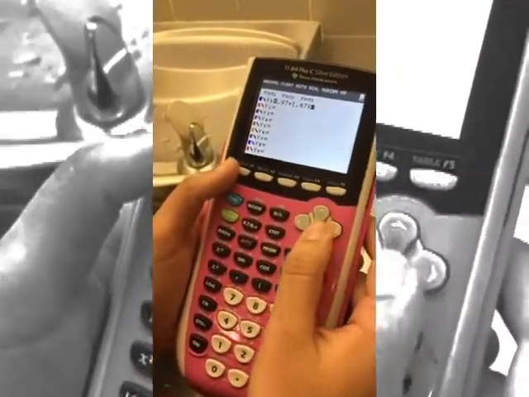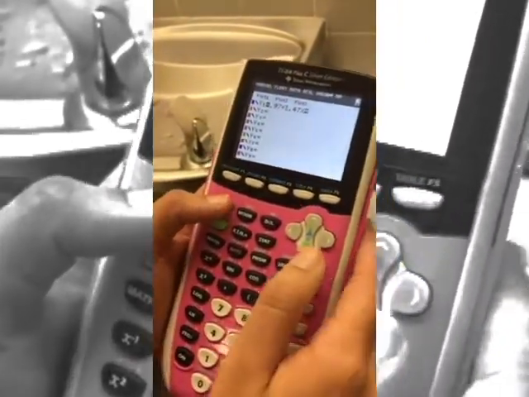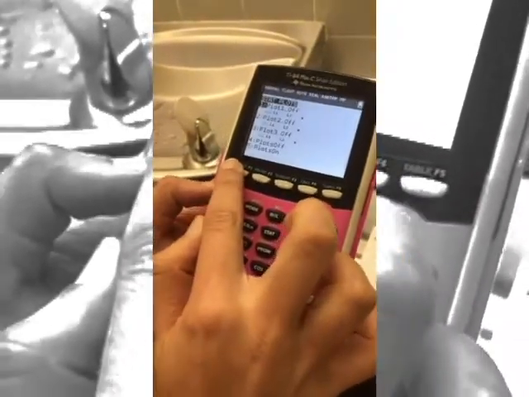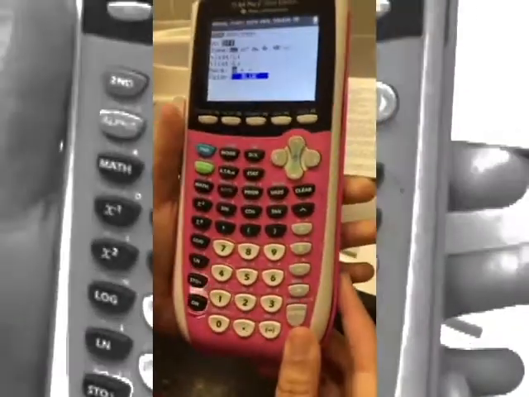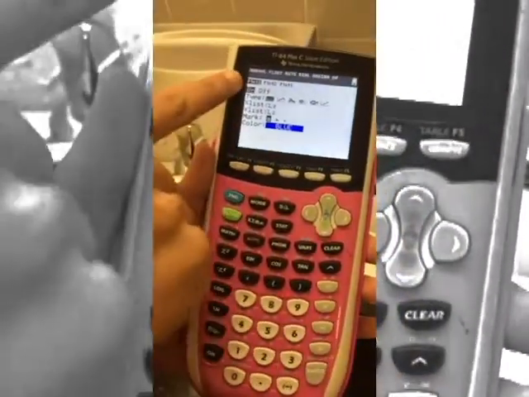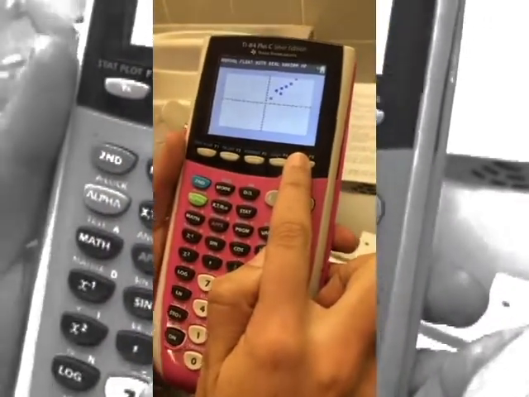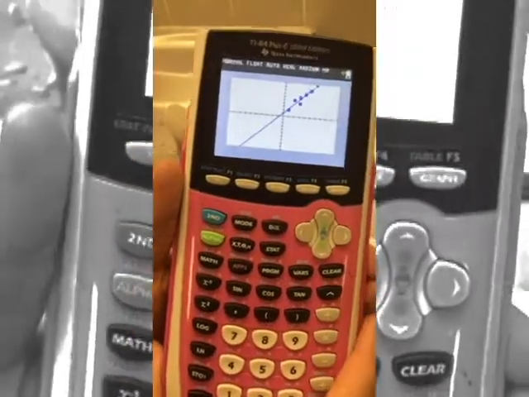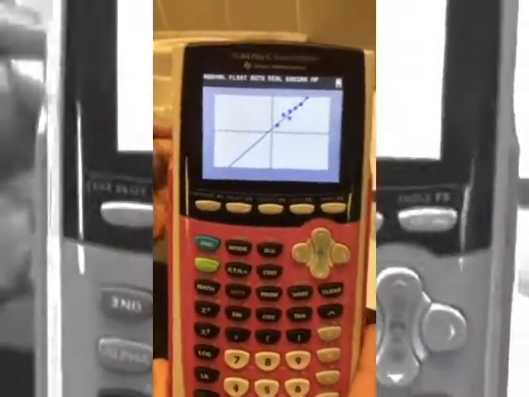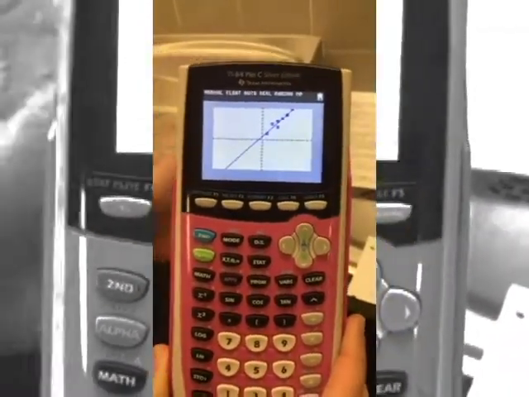Now you are going to press second, y equals, and hit enter, because you want to make sure that you can also see your data points. So you're going to hit enter so that plot 1 is on, and then you're going to go to graph, and you'll see that your data points and your line will both be graphed. And that's how you find the line of best fit and the data points on one graph.